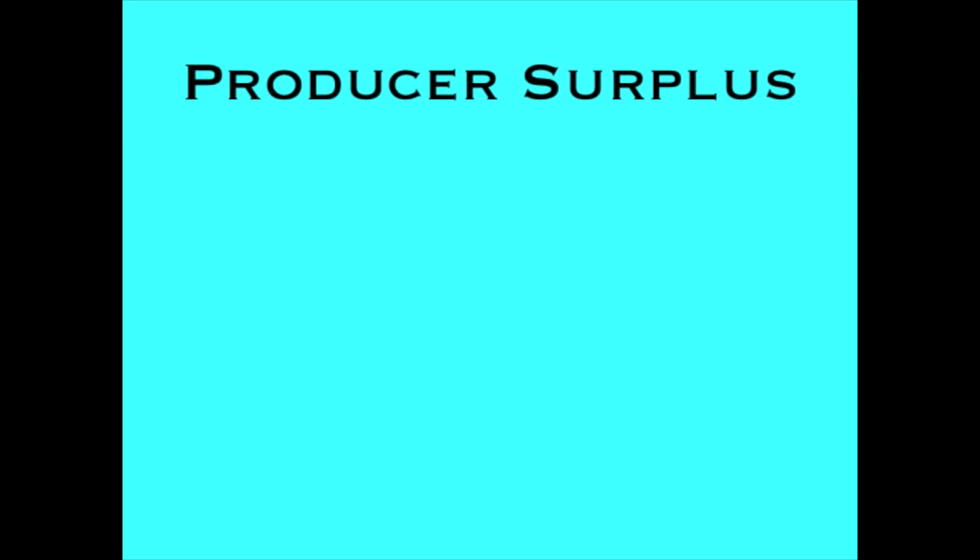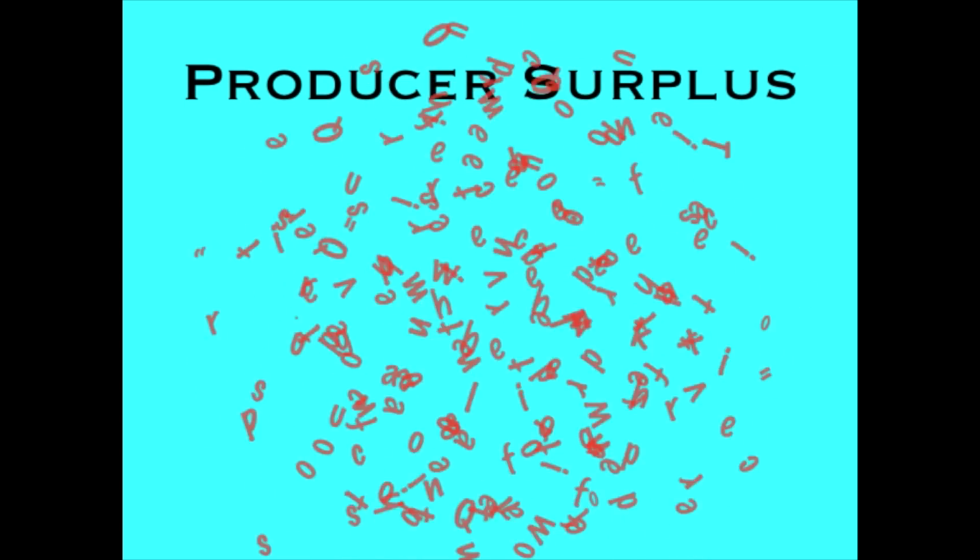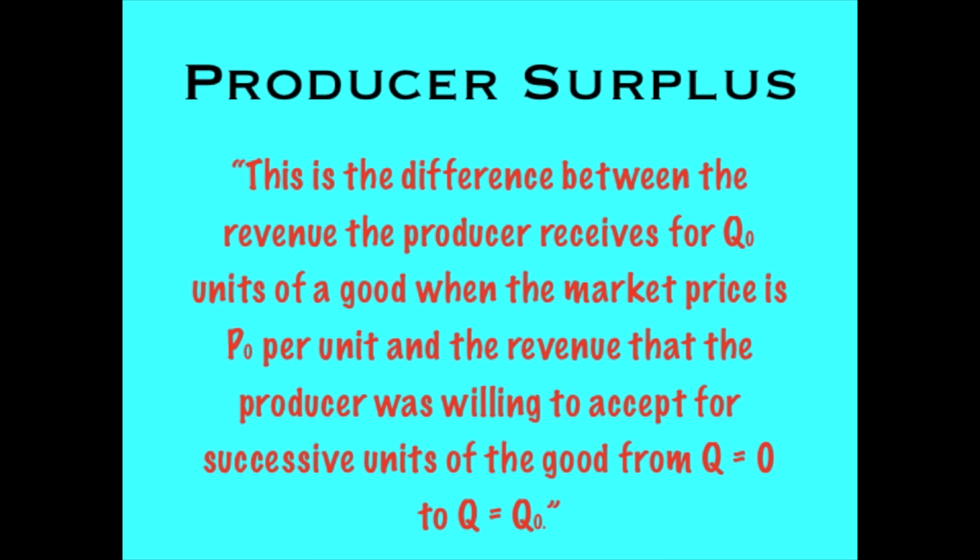Producer surplus, on the other hand, can be defined as the difference between the revenue the producer receives for Q0 units of a good when the market price is P0 per unit, and the revenue that the producer was willing to accept for successive units of the good from Q equaling 0 to Q equaling Q0.